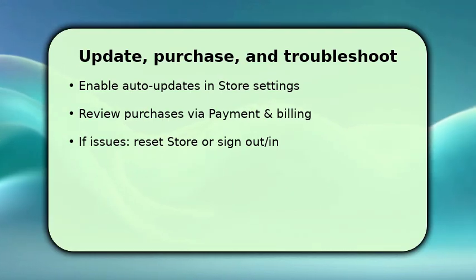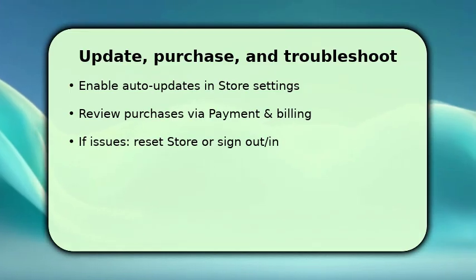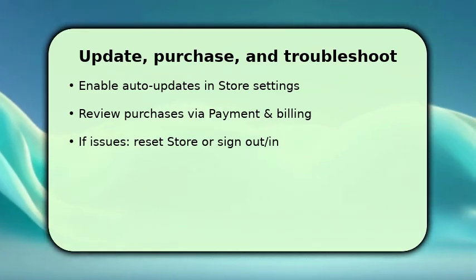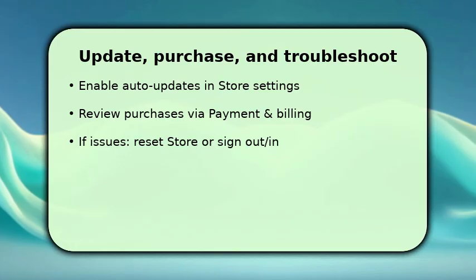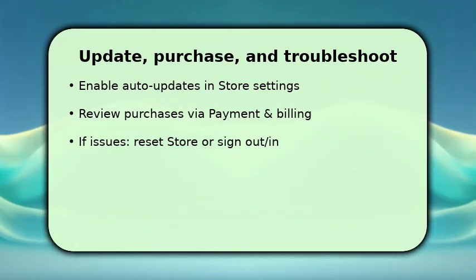Should something go wrong, like failed installs or blank pages, reset the Microsoft Store app from Settings App's Advanced Options, or sign out and sign back in to refresh your license tokens. If that fails, run the Windows Store Apps Troubleshooter to diagnose common faults.